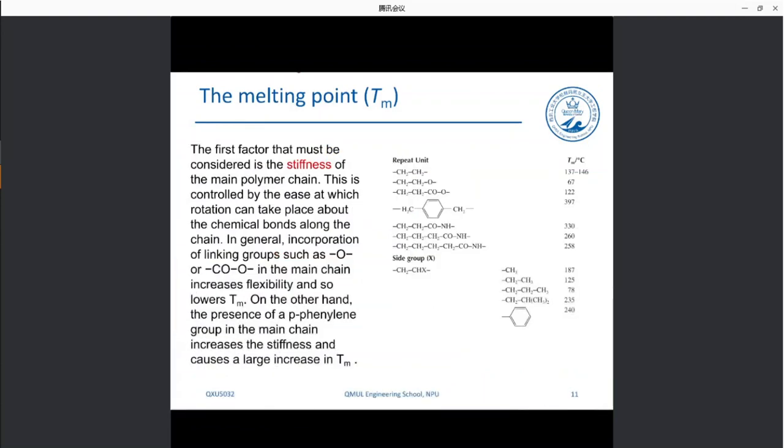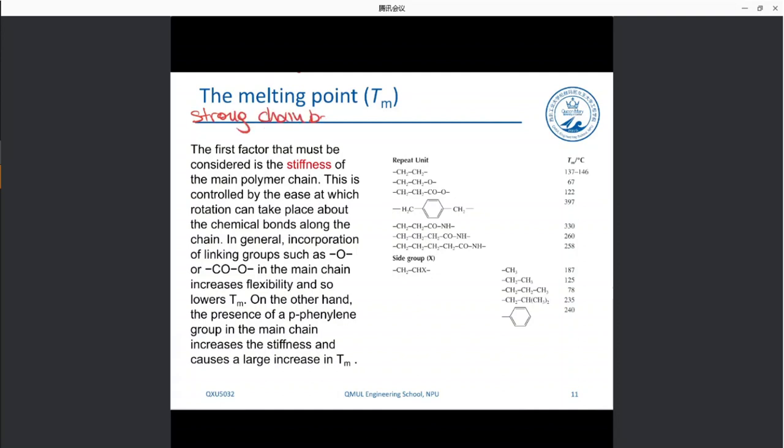Yes, and I was saying that the melting point has very similar characteristics to the glass transition in terms of the factors that affect it. Simply because we need thermal energy to induce movement in the chains, initially changing the conformation of the chains through the glass transition, and then by providing even more thermal energy, we induce a rotation around the chemical bonds along the chain.